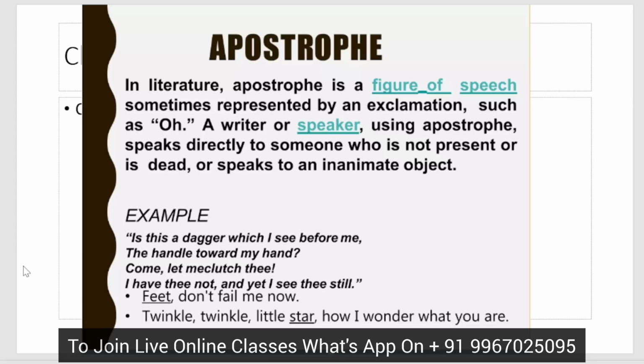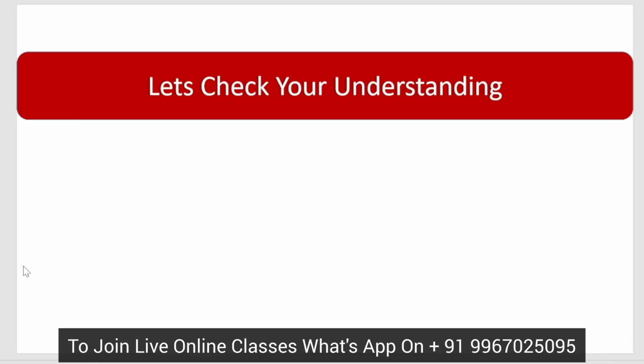Apostrophe in literature is a figure of speech, sometimes represented by an exclamation. A writer uses apostrophe when the writer is addressing someone who is dead or not present, or some inanimate object. Feet, don't fail me now. Twinkle, twinkle, little star, how I wonder who you are. Now this guy is asking the star who you are. That was all about the figures of speech.